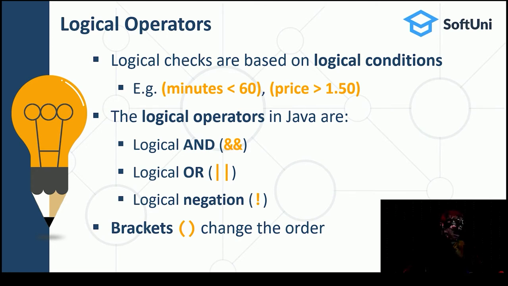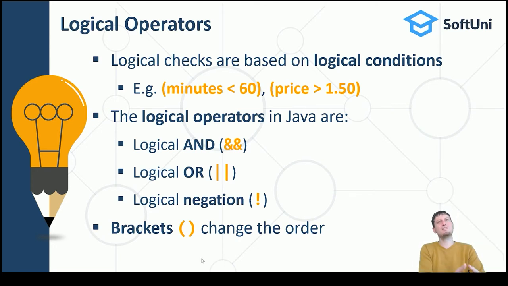But they're just like in math. In math, the multiplication has higher order of execution than plus and minus, so we can use brackets to change the order. The same applies for Boolean expressions and logical operators.